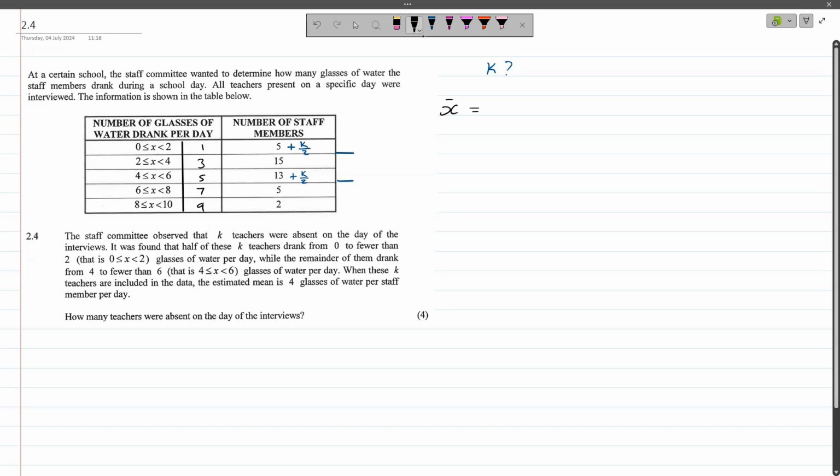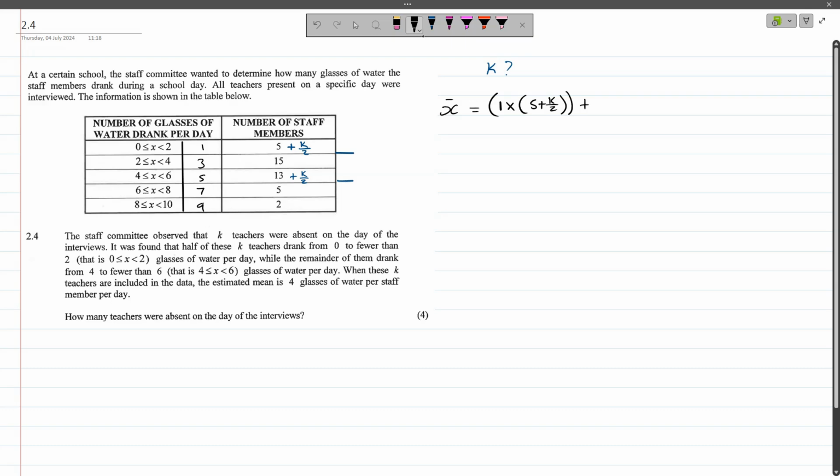Now, in order to calculate the mean, we multiply all of this. So 1 times 5 plus K over 2, plus 3 times 15, plus 5 times that group. So this would look something like this. For the first one, it would be 1 times 5 plus K over 2, like that.